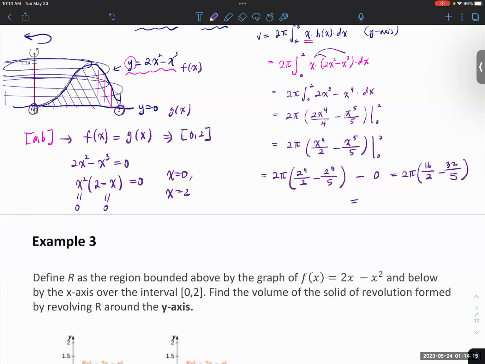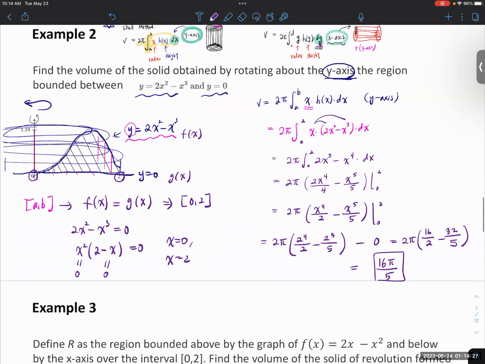So you can plug it into a decimal and find out the decimal. As a fraction, you will get 16 pi over 5. So that's the volume when you rotate this function about the y-axis based on the shell method.